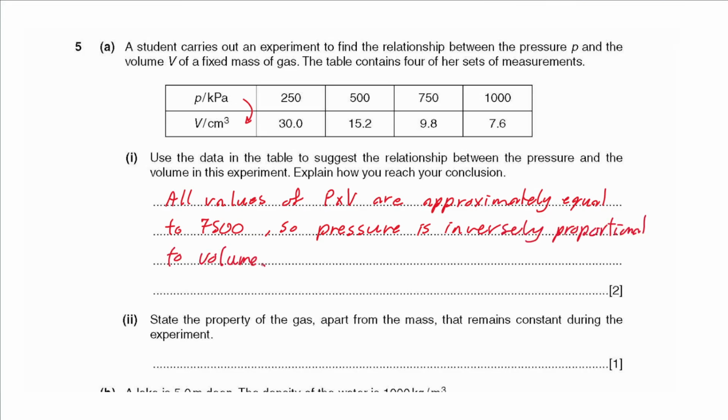So that's how we prove that any two quantities are inversely proportional. We multiply them together. All values should give the same number. And if you want to prove that two quantities are directly proportional, you divide them. So if pressure was directly proportional to volume, pressure over volume or volume over pressure should always give the same number. Part 2 says state the property of the gas apart from the mass that remains constant during the experiment. For the pressure to be inversely proportional to volume, we need a constant amount of gas, which is the mass, and we need constant temperature as well.